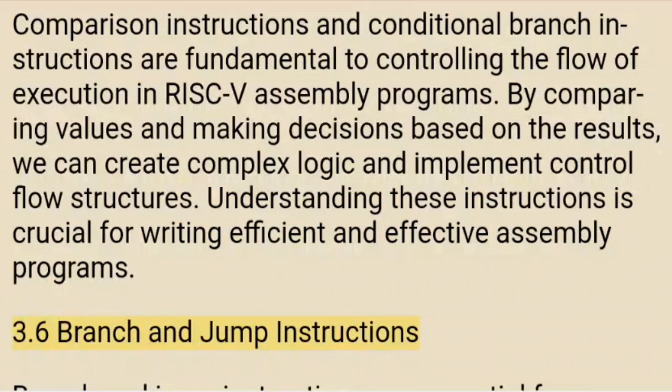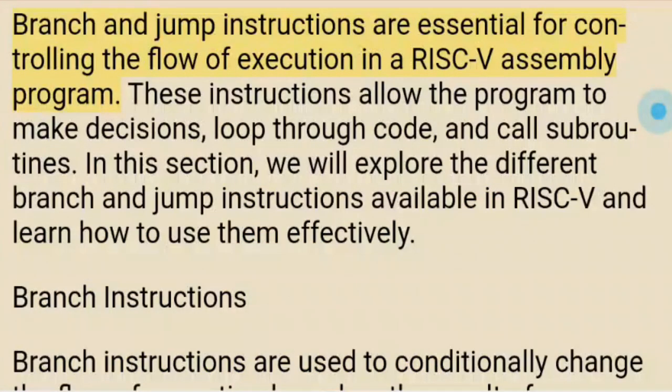3.6 Branch and jump instructions. Branch and jump instructions are essential for controlling the flow of execution in a RISC-V assembly program. These instructions allow the program to make decisions, loop through code, and call subroutines. In this section, we will explore the different branch and jump instructions available in RISC-V and learn how to use them effectively.